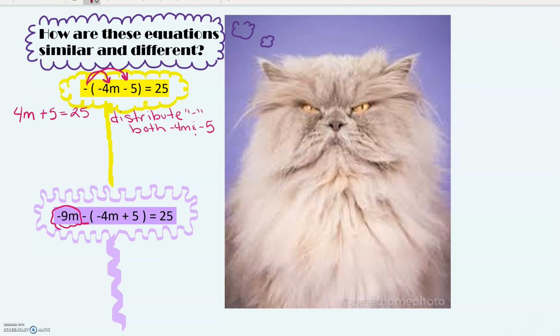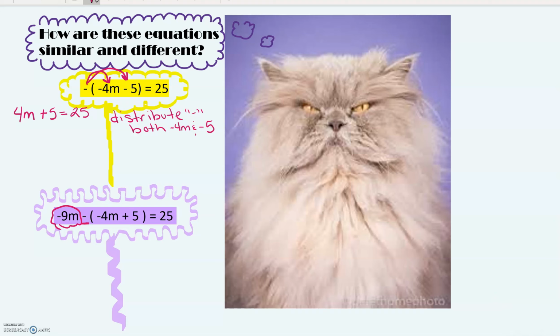Hopefully you noticed that they both have a negative in front of a term in parentheses, and that one of the differences is that the second one in purple has that negative 9m in front of it. We're going to come back to that in just a minute. To answer what m's value is in that yellow equation, we need to distribute that negative to both the negative 4m and the negative 5. We write what is left, and that becomes positive 4m plus 5 equals 25.